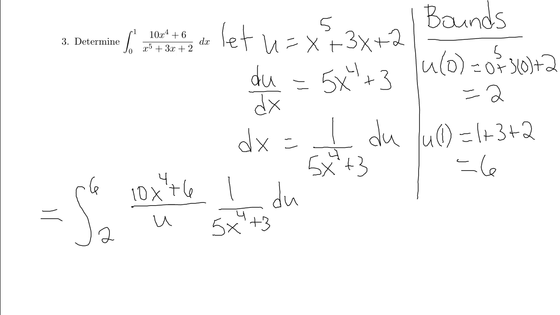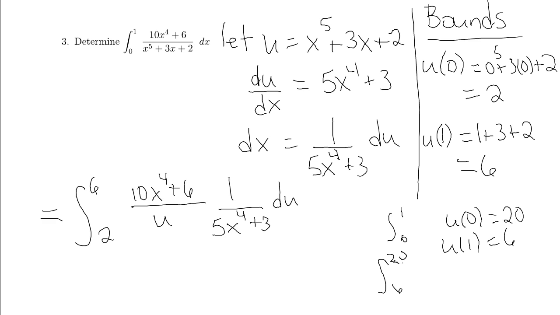Let's say hypothetically that u of 0 came out as 20. So if u of 0 was 20 and u of 1 was 6, you might be tempted to write your bounds as the integral. So let's say your original bounds were 0 to 1, and you found that u of 0 is equal to 20, and u of 1 is equal to 6. Your new bounds, you might be tempted to write 6 to 20, but that would be wrong.